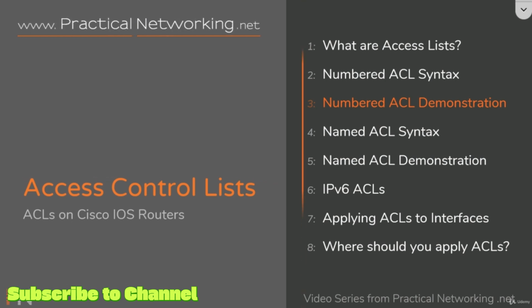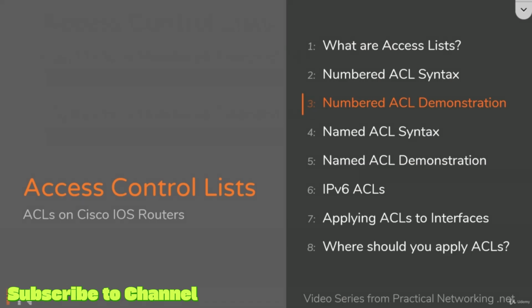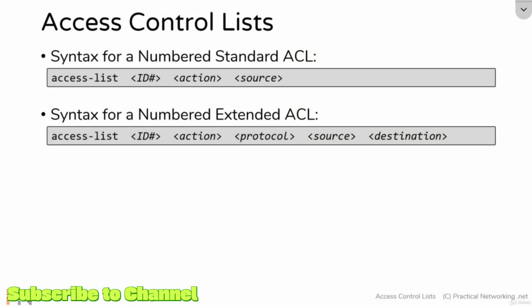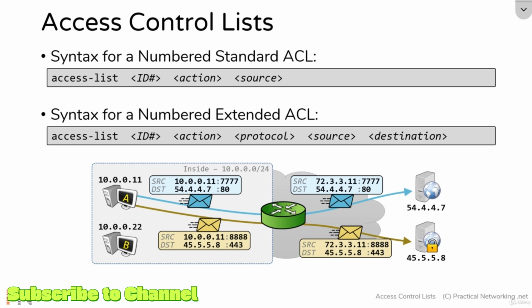This is video 3, where we'll be doing a demonstration of the configuration of numbered access lists. In the last video, we stepped through each of the fields in a numbered standard access list and a numbered extended access list. In this video, we'll be configuring access lists together to match some of the packets in this topology. We're going to configure an extended access list as if it were being applied right here on that router, which means we'll be able to match traffic coming in from the inside out to the internet.